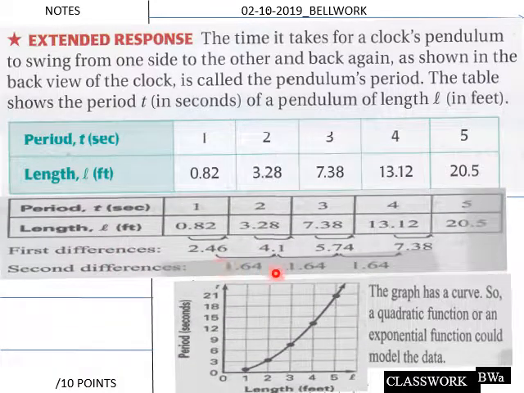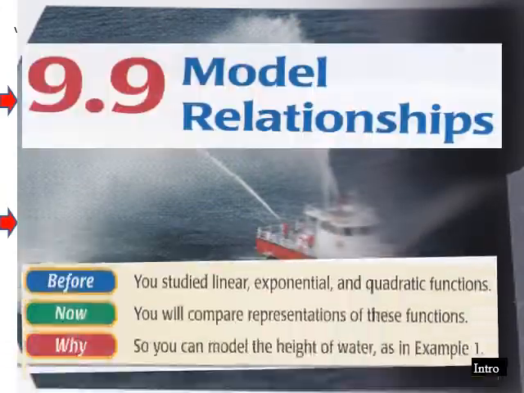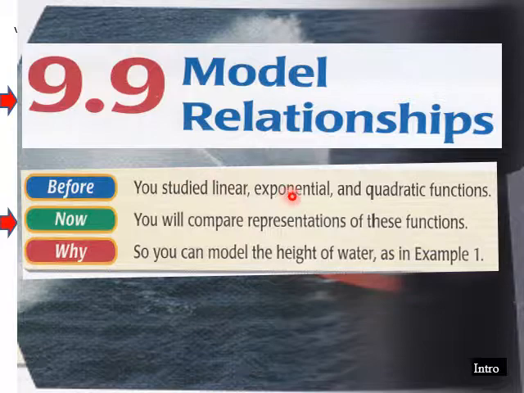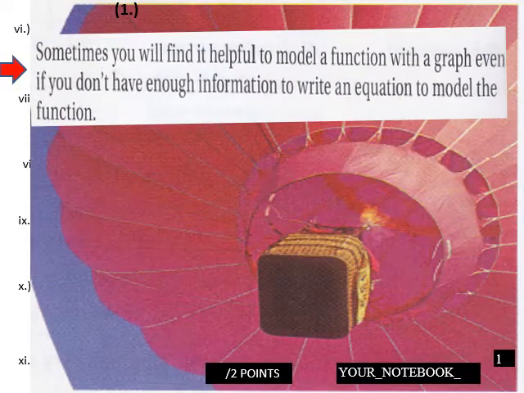And then here, the second differences are all the same. Once you diagram this table, you find out that the first differences and then the second differences are all 1.64 here. Okay, that's how you really tell. So in modeling relationships, you study linear, exponential, and quadratics. You will compare representations of these functions.